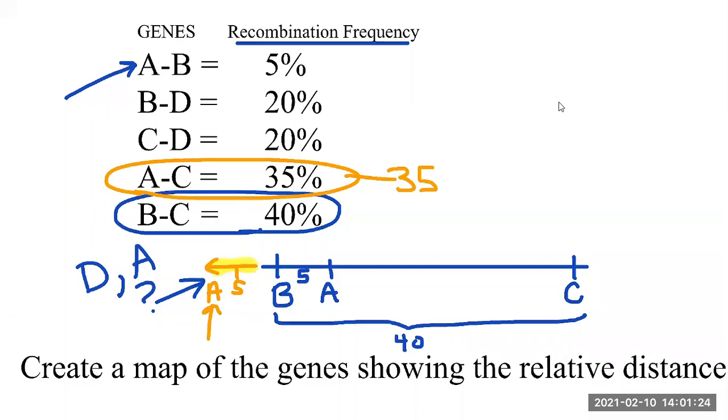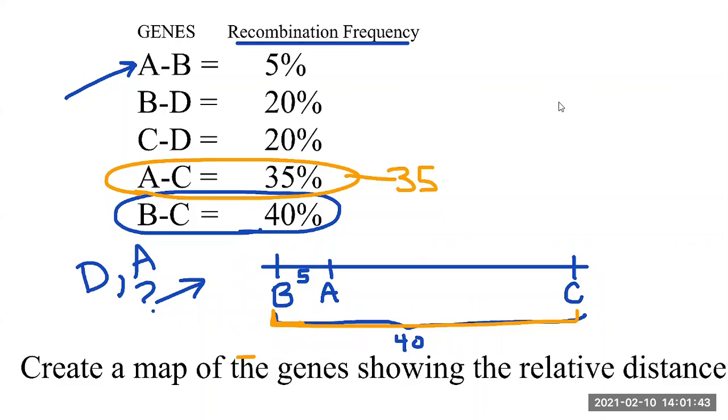If A was over here, that would make A and C 45 units apart, right? Because it's already 40 from here to here. So if A was over here, that would be another 5. That would make the distance between A and C 45, which is not the distance between A and C. So it can't go over here.